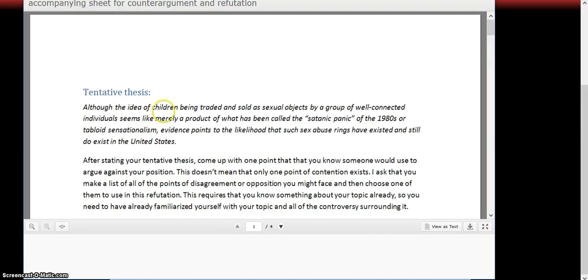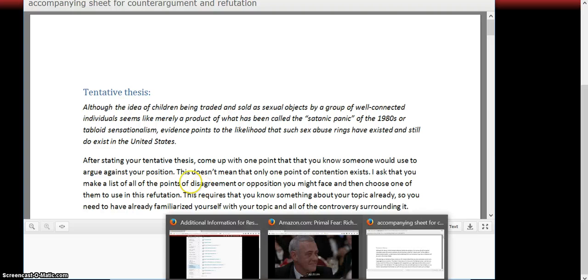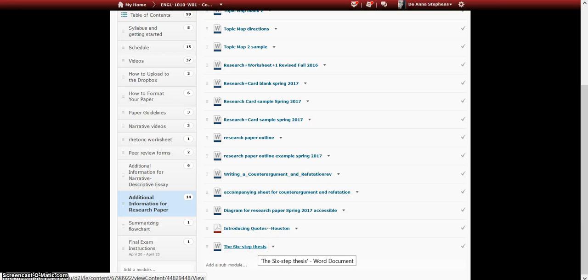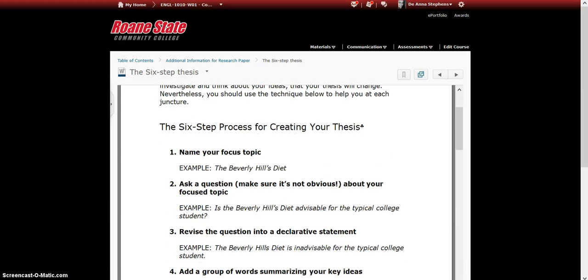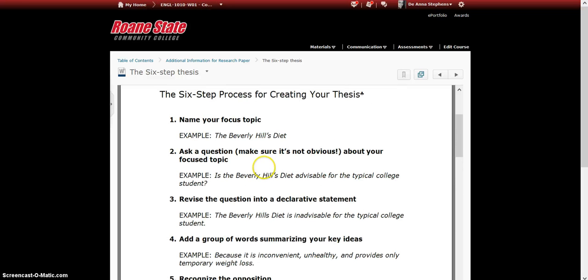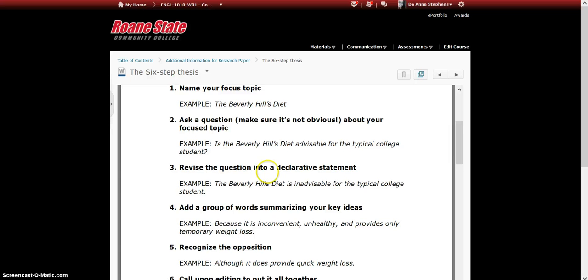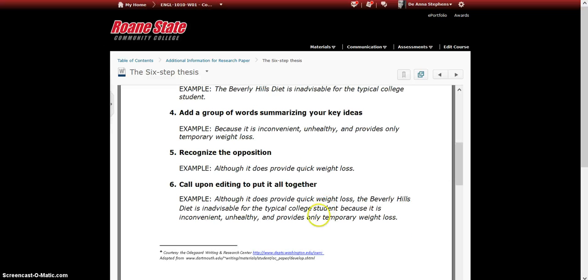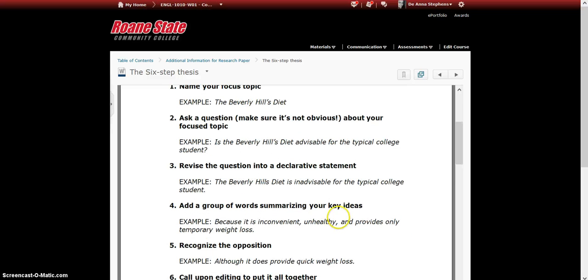All right. Now, if you look at my sample here, you will see that it's long, but it is just one sentence. And the tentative thesis should be only one sentence. All right. So I'm going to show you a handout that will help you actually make a really good thesis. So under the 6-step thesis handout, which is in that same section, the very bottom. Okay, so these actually are 6 steps. It takes you from a very broad concept all the way through turning it into a really solid thesis statement.